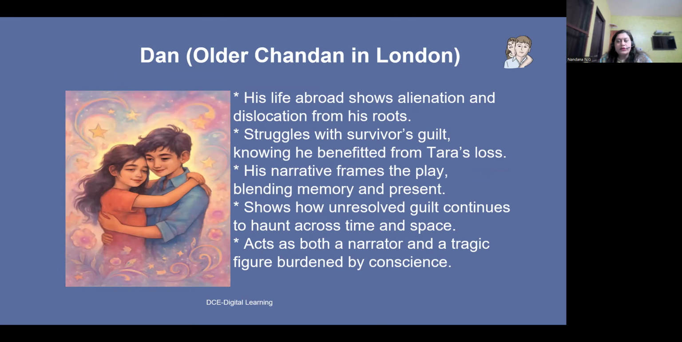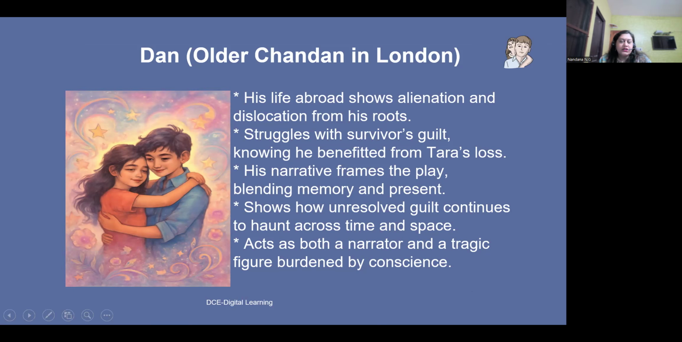After being separated from his twin, Tara, he is unable to survive alone. We saw in the initial part of the play how he is deeply attached to his twin sister, but post her death and the trauma of the guilt that he is also indirectly responsible for her death, he is unable to live a normal life. He struggles with survivor's guilt, knowing he benefited from Tara's loss. His narrative frames the play, blending memory and present. His character shows how unresolved guilt continues to haunt across time and space. His character also acts both as a narrator and a tragic figure burdened by conscience.